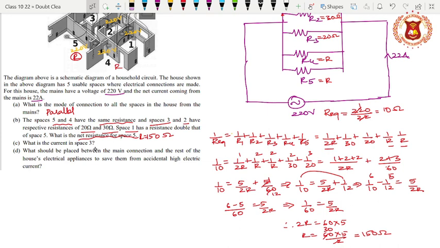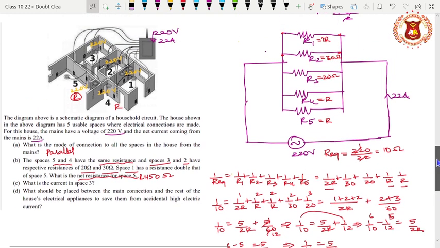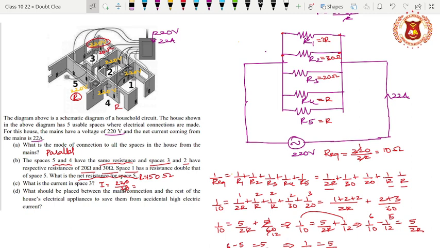Now, what is the current in room 3? Observe your circuit here. In room 3 the voltage is 220 volts because it is a parallel connection, and the resistance of room 3 is 20 ohms. Therefore, the current, let it be I, is V upon R, that is 220 upon 20, which is 11. Therefore the current is 11 amperes.